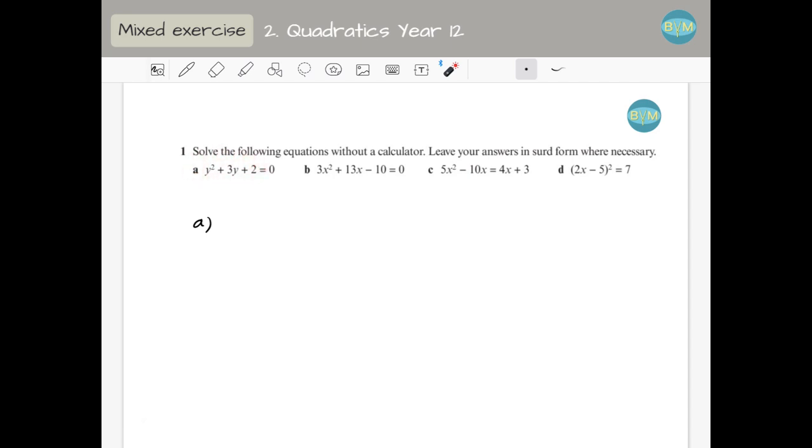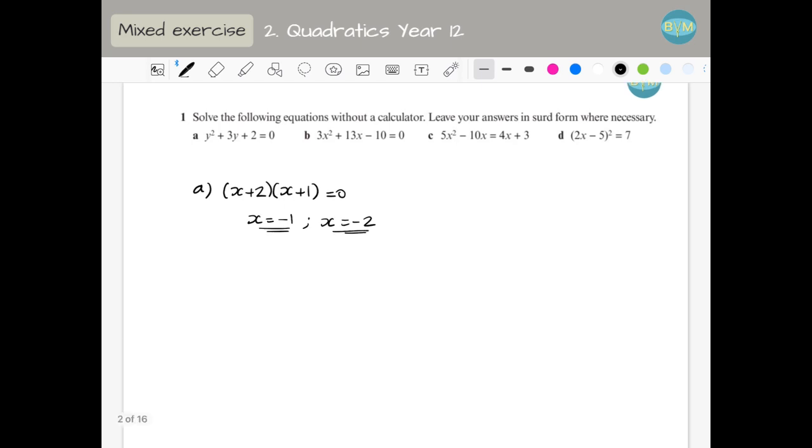So here we look for two numbers that multiply together to give me 2, and added together give me 3. So we have x plus 2, x plus 1. The product is 2, the sum is 3, which means x is going to be minus 1 and x is going to be minus 2. And these are my solutions to the equation.